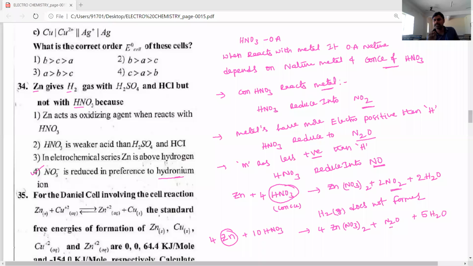See, zinc reacts with all acids like H2SO4 and HCl and liberates hydrogen gas, but it does not liberate hydrogen gas with HNO3, because the nitrate ion is reduced into NO2 or N2O or NO. In the presence of hydronium ion, the hydronium ion reduces the nitrate ion into nitrogen dioxide or nitric oxide or nitrous oxide. It does not liberate hydrogen gas.